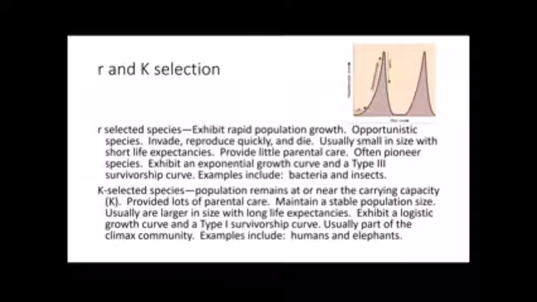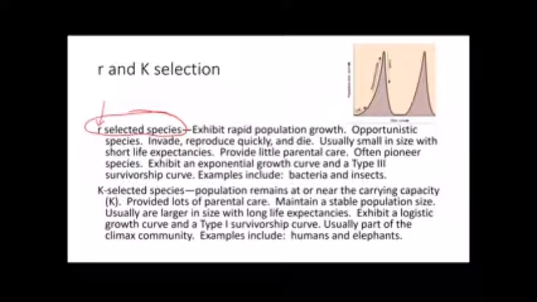So we also want to talk about some growth strategies. And here we'll talk about what's called R and K selection. We're first going to talk about species called R-selected species. Remember, that R stands for growth rate. Organisms that we call R-selected species exhibit rapid population growth. These tend to be opportunistic kinds of species.